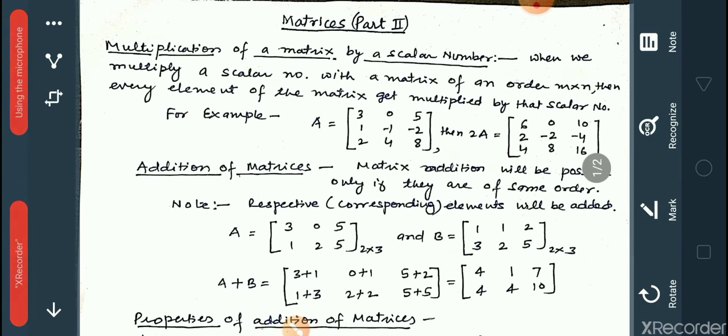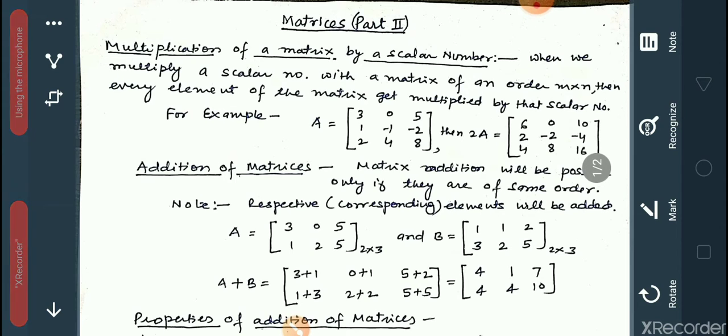Our first topic is multiplication of a matrix by a scalar number. Here scalar means any number, any real number actually. So have a look on this topic.